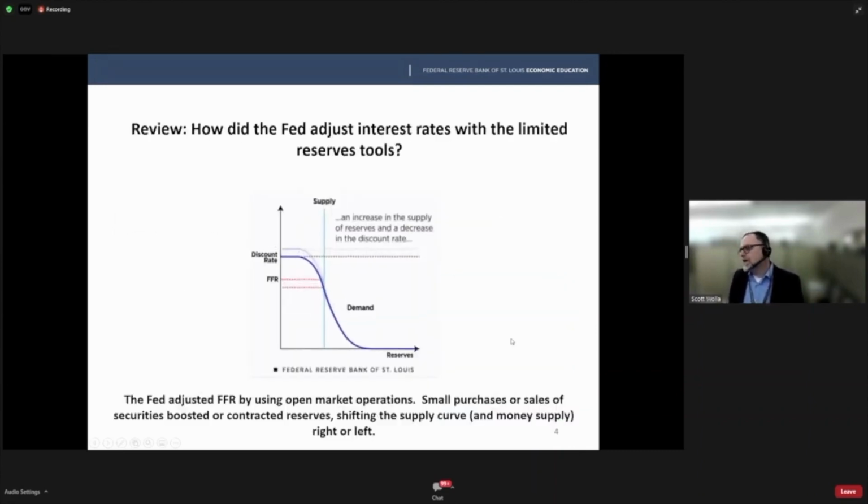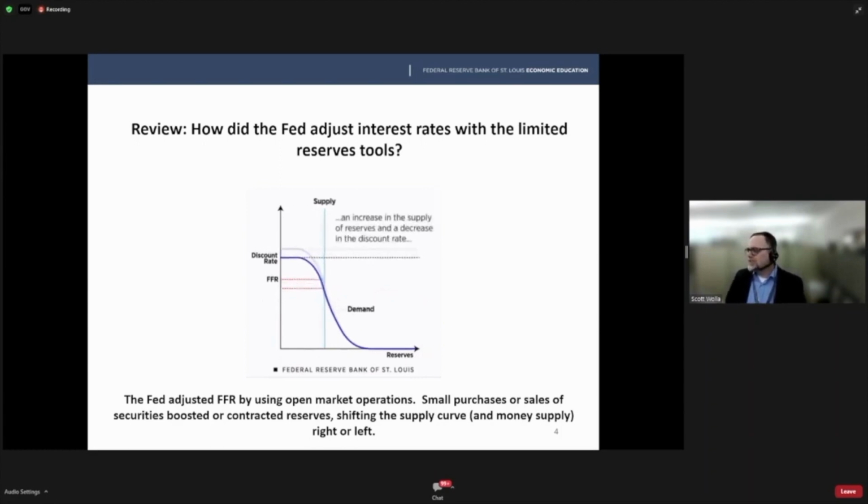So just a quick review. This is how we used to think about monetary policy prior to 2008. The Fed controlled the supply of reserves in the banking system. Sometimes we call it the money supply, but in policy terms, we're actually talking about the supply of reserves. And the open market desk at the New York Fed would go into the market and buy and sell Treasury securities on a daily basis to fine-tune the federal funds rate.